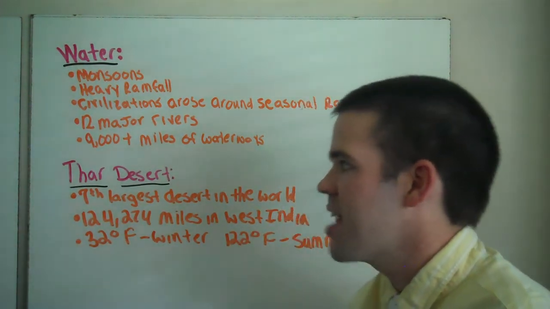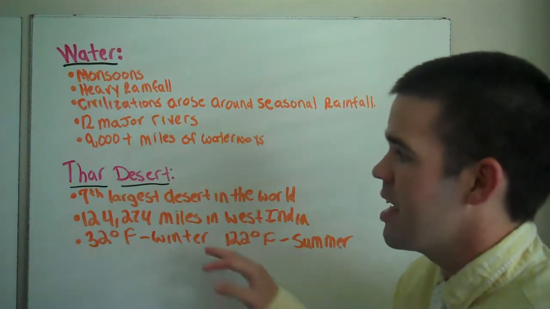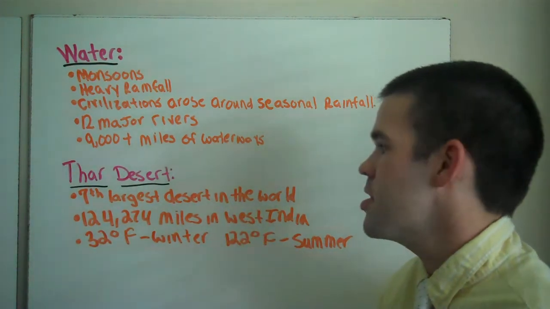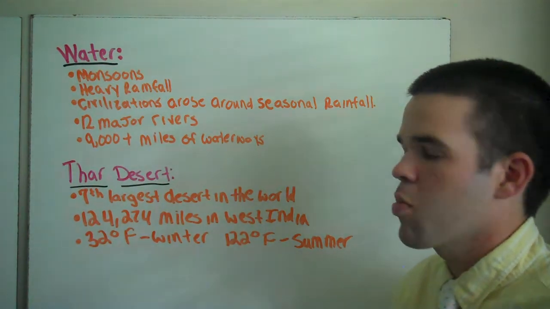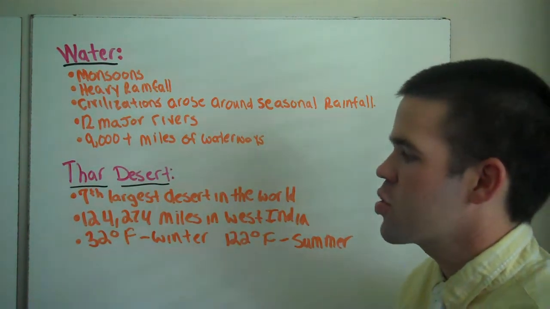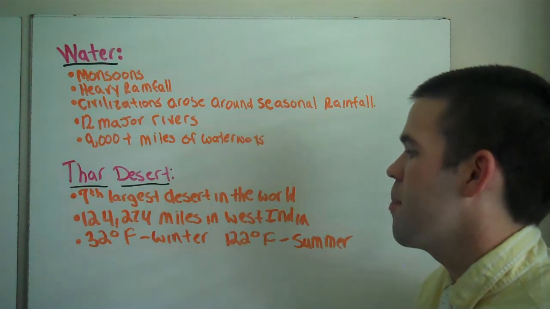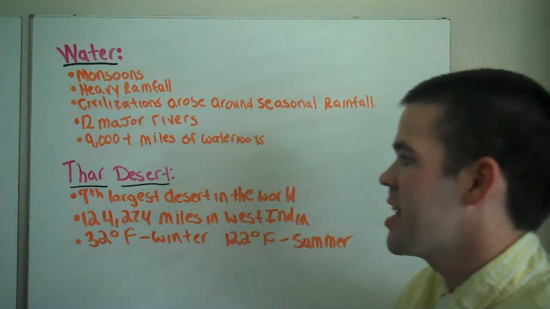The main desert that makes up India is called the Thar Desert. It is the 7th largest desert in the world. It is 124,274 miles in the western part of India.